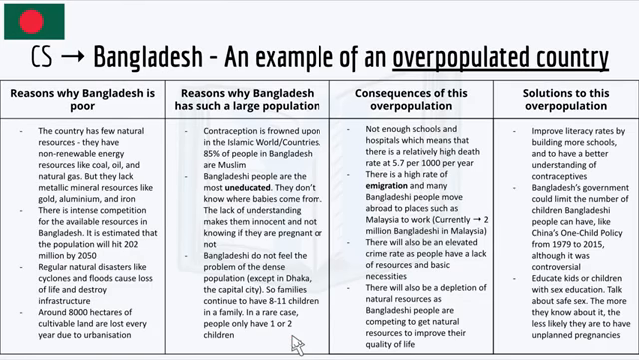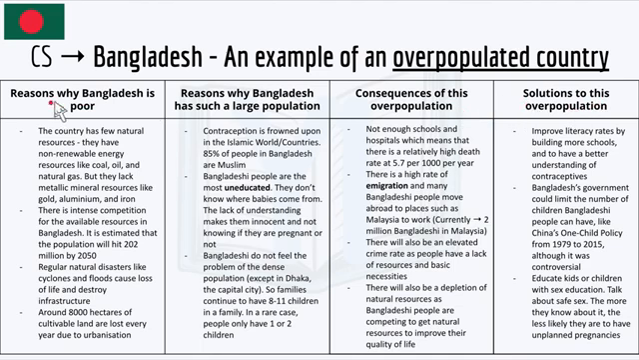So moving on to the second case study, which is Bangladesh, an example of an overpopulated country. And here we have 4 headings: reasons why Bangladesh is poor, reasons why Bangladesh has such a large population, the consequences of this overpopulation, as well as solutions to this overpopulation.